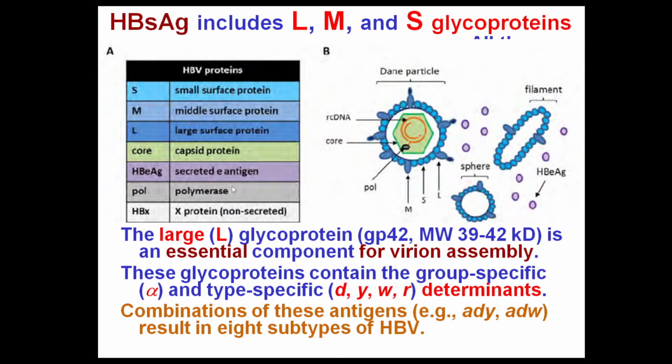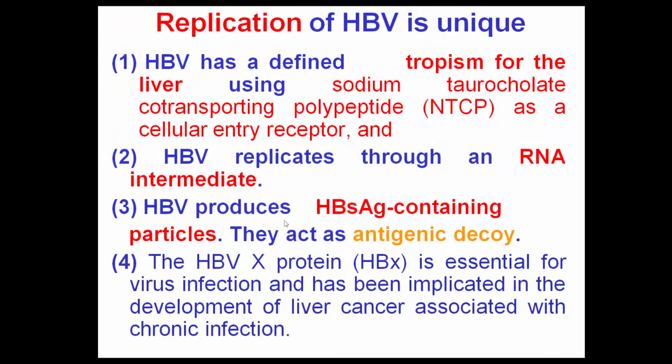So here you can see all proteins that are found in patients that are infected with hepatitis B. Only one protein is missing, the hepatitis B X protein. This is not a secreted protein, but a minor protein, and it is believed that it is responsible for the oncogenic transformation of the cells that harbor hepatitis B virus.